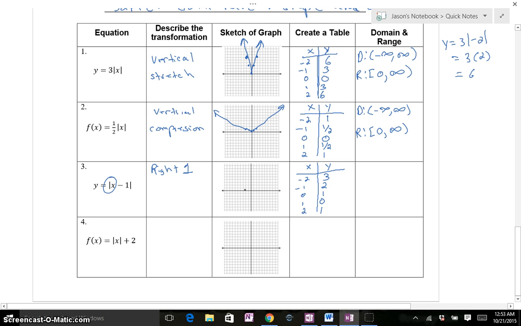So let's plot it. -2, 3. -1, 2. Right there. 0, 1. Up 1 there, then 1, 0. There it is, and then 2, 1. And as you can see, it just shifted over 1 square.